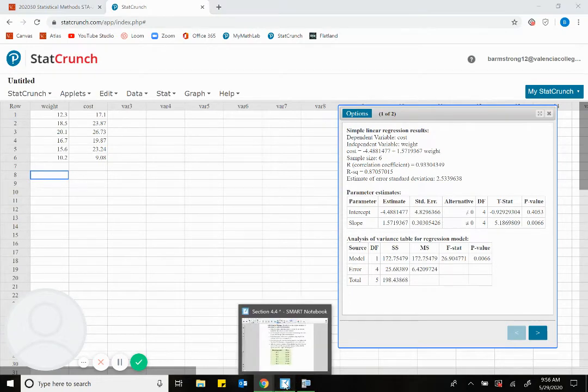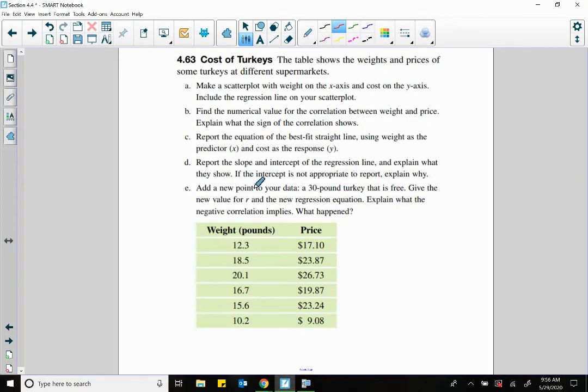All right, so we go back. So we know what this is now. 0.933. And what does the sign of the correlation mean? So because this is positive, that means that we have a positive association.